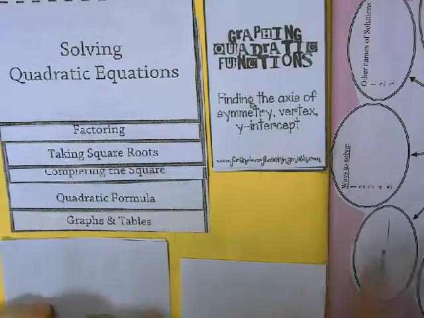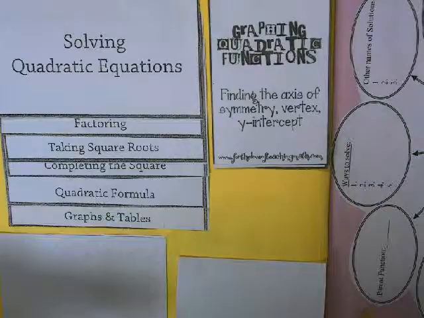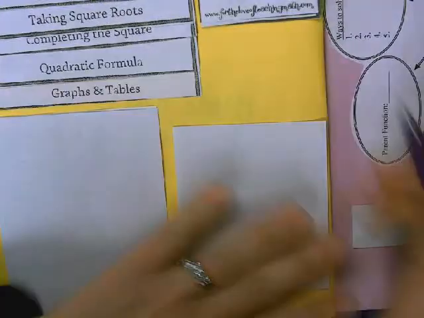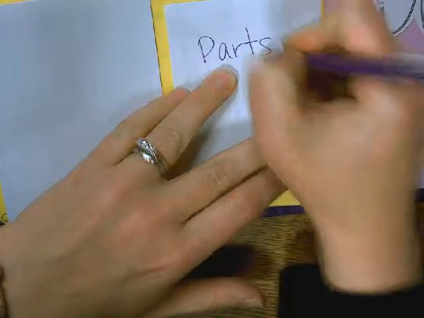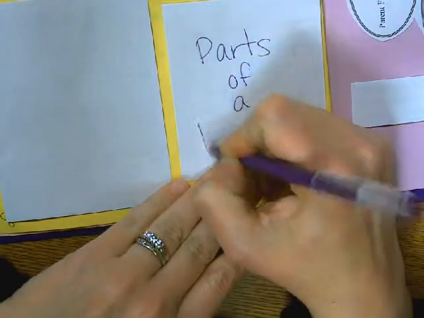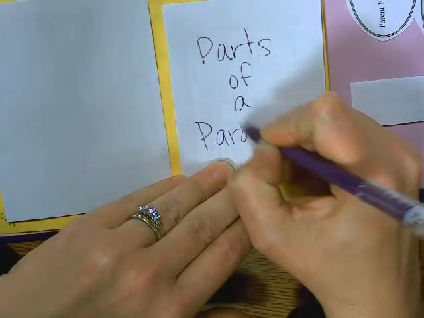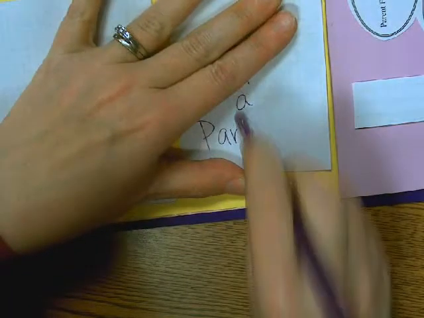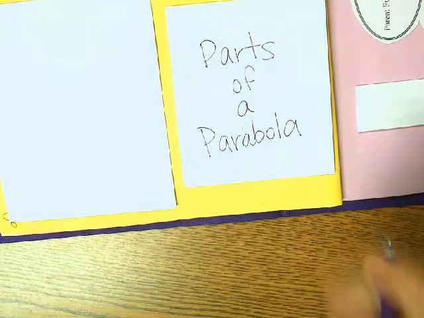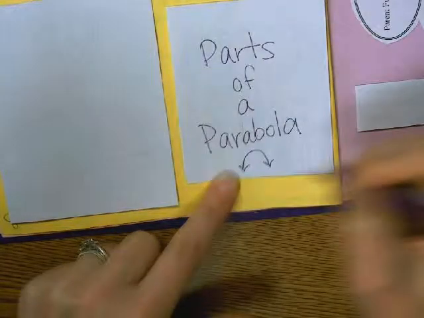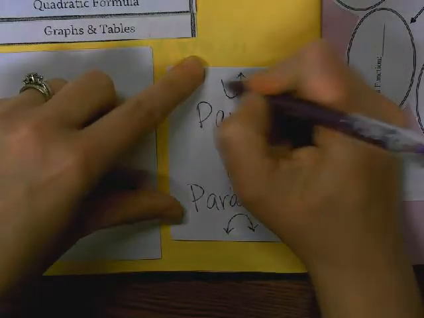So let's go ahead and start with looking at this little folder right here. We're going to call it parts of a parabola, P-A-R-A-B-O-L-A. Parts of a parabola. Remember, a parabola is that U-shaped or N-shaped curve that we have. Okay?